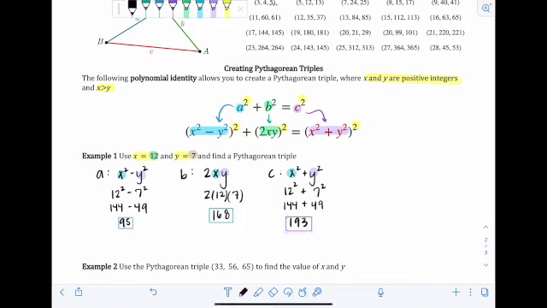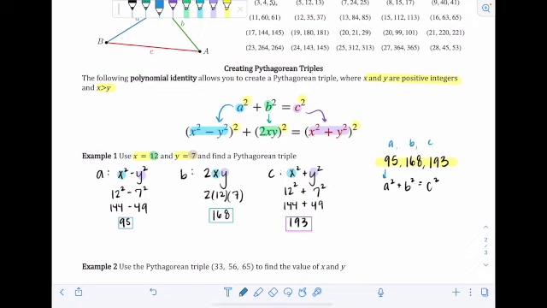So we found a triple. We got 95, 168, and 193. What a Pythagorean triple is supposed to do is satisfy the Pythagorean theorem formula, which is a squared plus b squared equals c squared. So we're just going to check it. This is in the order a, b, c.